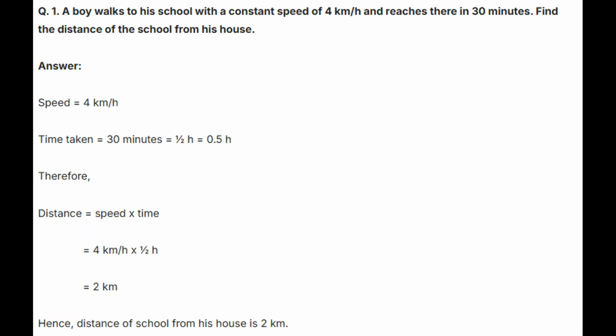D. Answer the following questions in brief. Question number 1. A boy walks to his school with a constant speed of 4 kilometers per hour and reaches there in 30 minutes. Find the distance of the school from his house. Answer. Speed is equal to 4 kilometers per hour. Time taken is equal to 30 minutes, which is half hour, which is 0.5 hour. Therefore, distance is equal to speed into time, which is 4 kilometers per hour into half hour, which is equal to 2 kilometers. Hence, the distance of the school from his house is 2 kilometers.